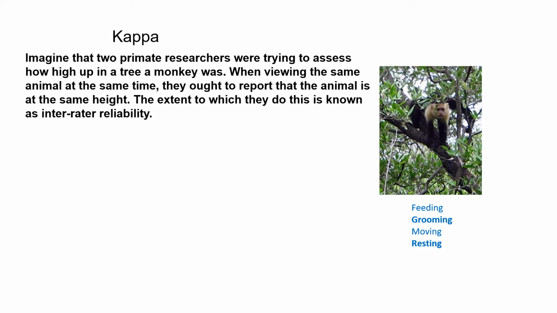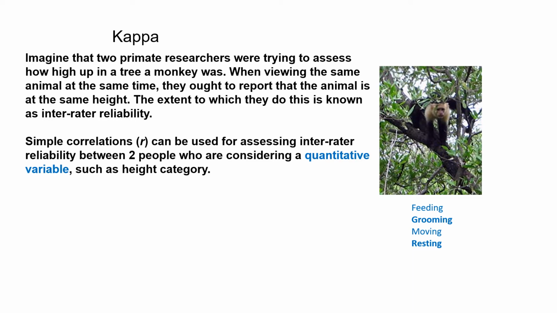So imagine that 2 primate researchers are trying to assess how high up in a tree a monkey was when viewing the same animal at the same time. They ought to report that the animal is at the same height. However, you're going to have issues with observational measures. Because they should be reporting the same height, the extent to which they do is inter-rater reliability. Simple correlation can be used to test inter-rater reliability between 2 people who are considering a quantitative variable such as height category.